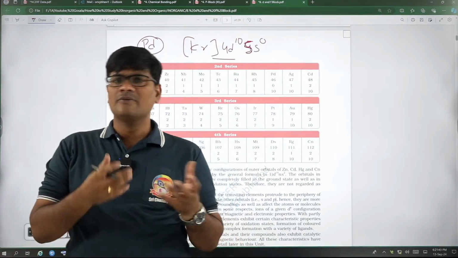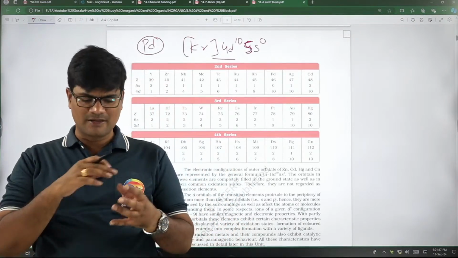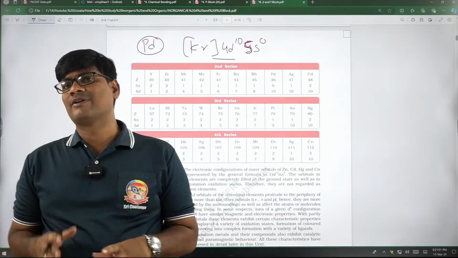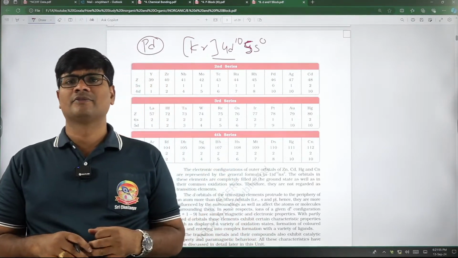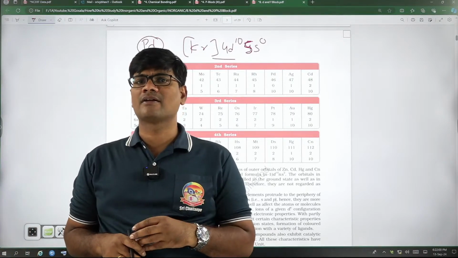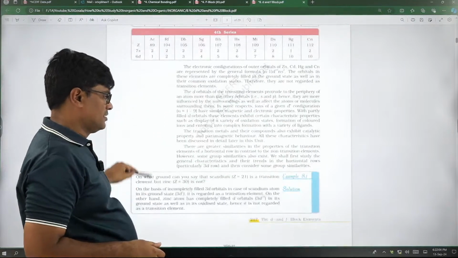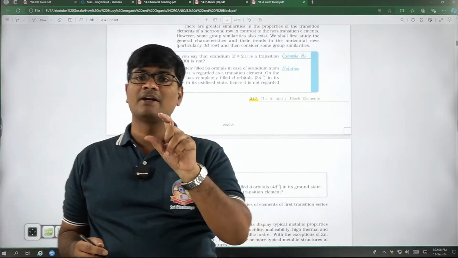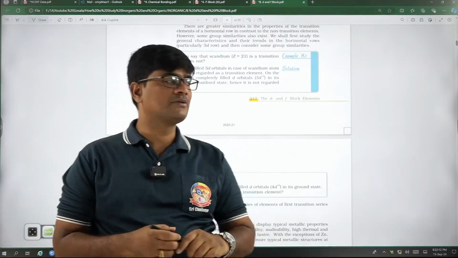Like palladium, we know copper, chromium, everyone knows copper and chromium have exceptions, but some other important exceptions you can collect from D block of 12th class NCERT. Palladium, platinum, gold, silver, these are the very important exceptional electronic configurations. And then you can go through the points. The in-text questions are also important. From in-text questions itself we can create the objective questions.